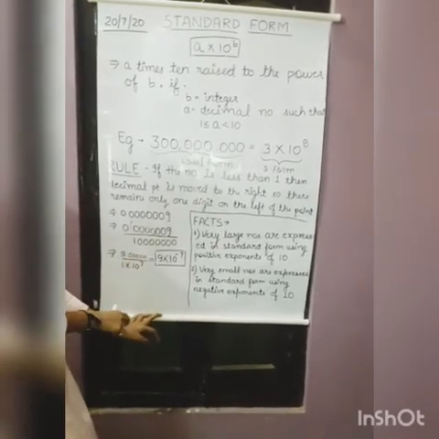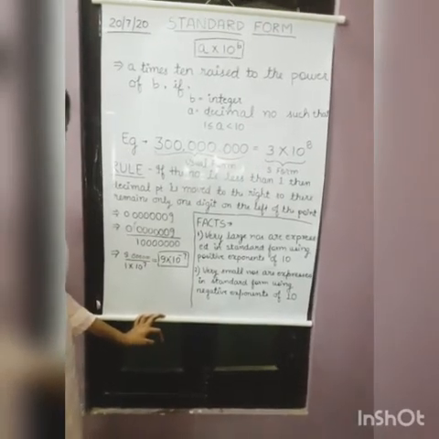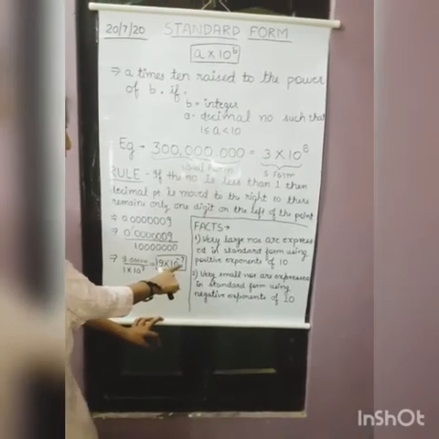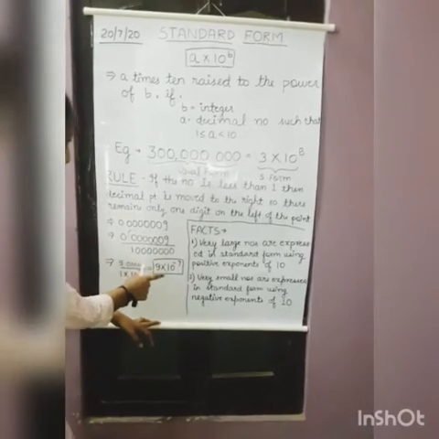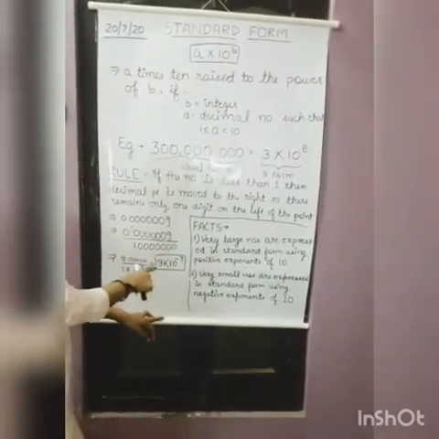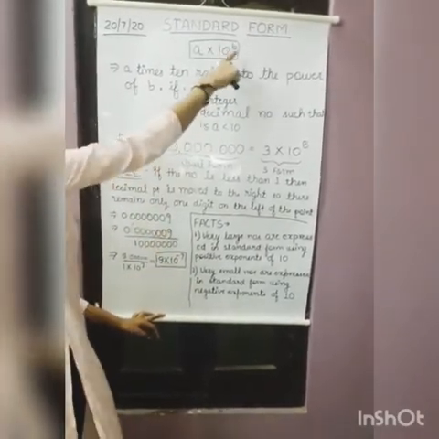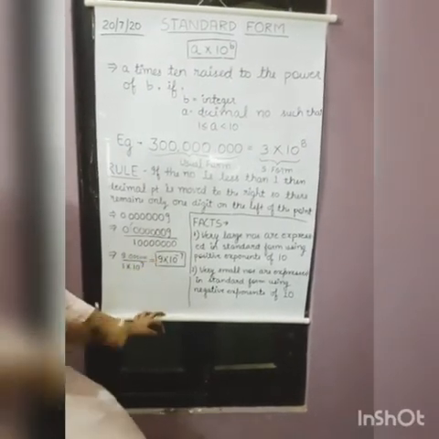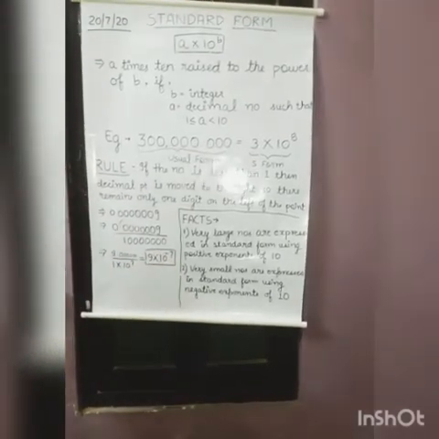9.000 was written here. Zeros after the point have no value, so we ignored those zeros. 9 into 10 to the power minus 7 is the standard form of this number, and if you can see, this is the form that is given here. A is equal to 9, the base is 10, and B is equal to minus 7. 9 is the decimal number over here, and 7 is the integer over here.